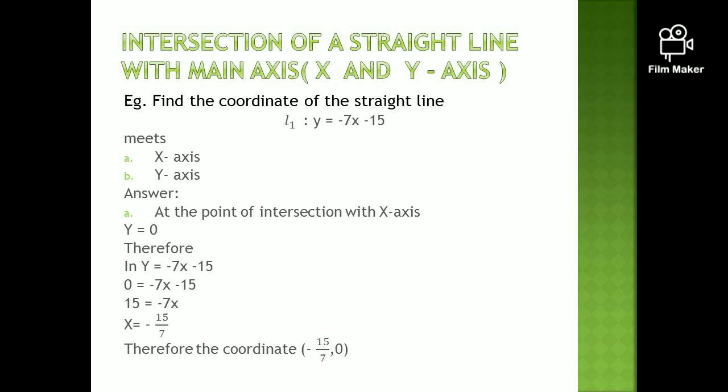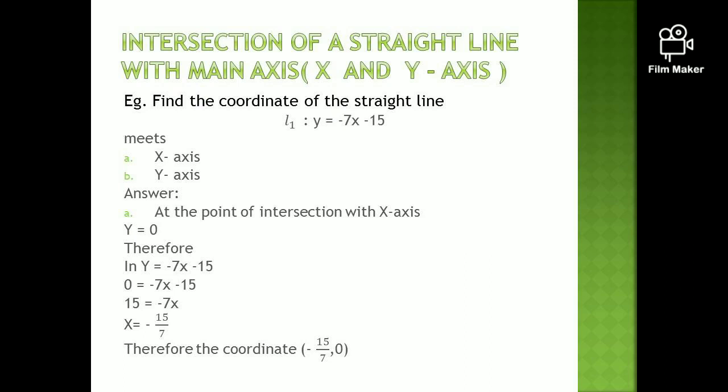In this example, we need to find the intersection of the line y equals minus 7x minus 15 with the x-axis and y-axis. For part A, we need to find the coordinate of the line intersecting the x-axis. Therefore, we know the y coordinate becomes 0. Then we can make y equals 0 in the equation y equals minus 7x minus 15.